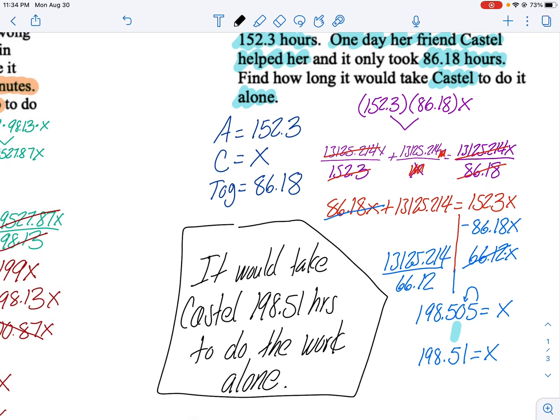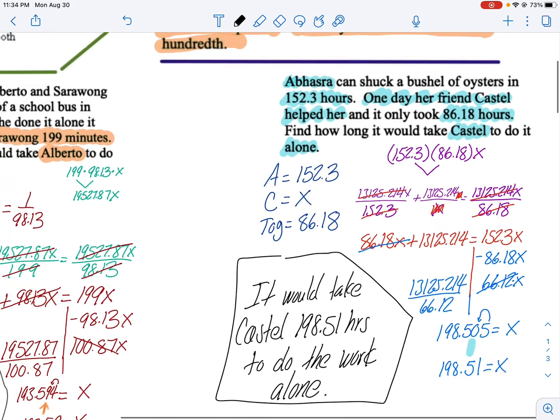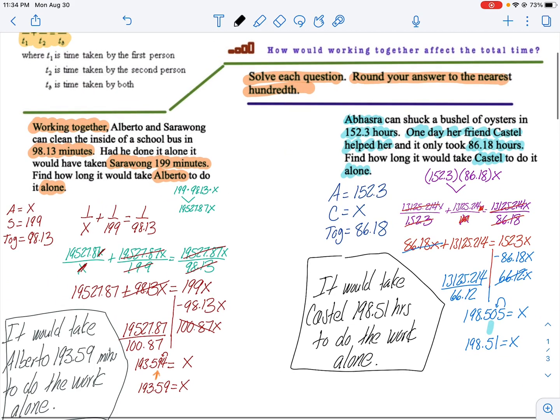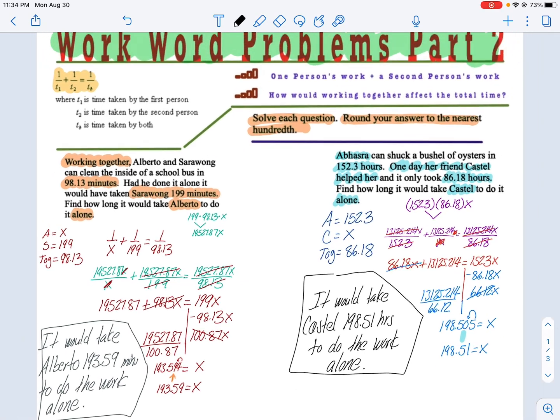There you go. We used a little bit of a shortcut here on the second example, but that right there, kiddos, is how we do this assignment.